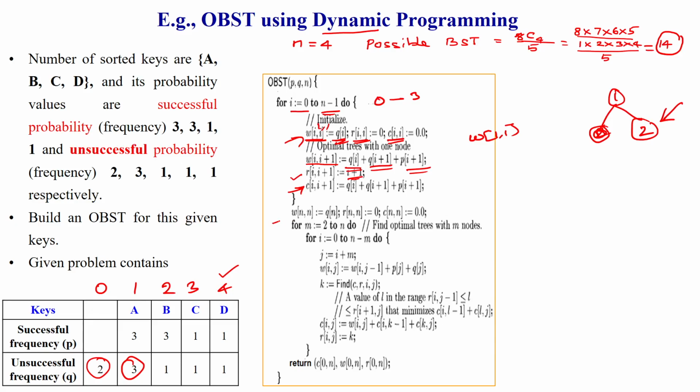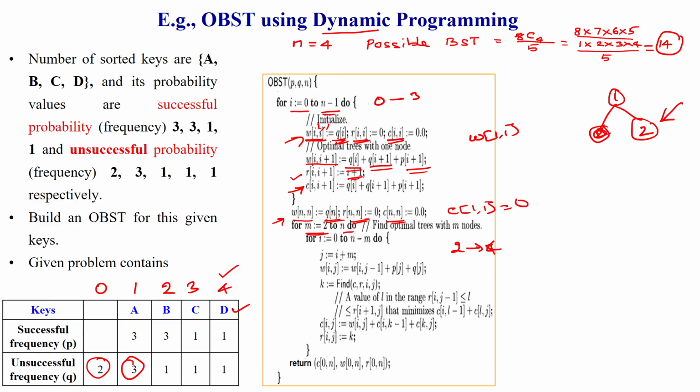Then for initializing the values, here w of n comma n, 4 comma 4 or 3 comma 3, we are yet to fill in the frequency values. Here the root values, and the cost value c of 1 comma 1, that means 0, right? So like that we have to initialize the values. Then here we are starting from 2 to n, 2 to 5, 4, okay, 2 to 4, right?